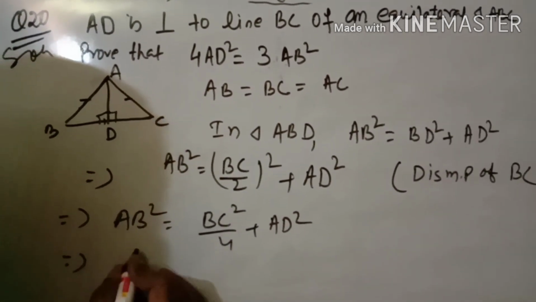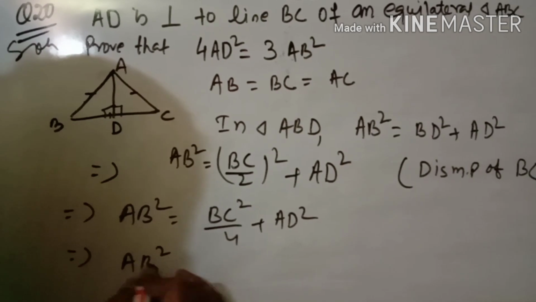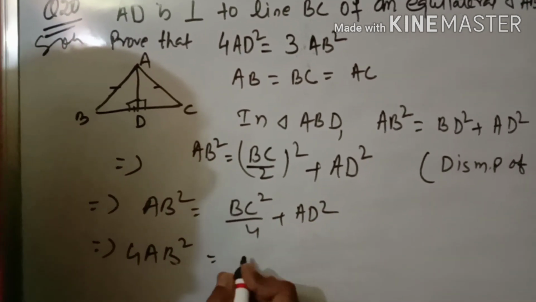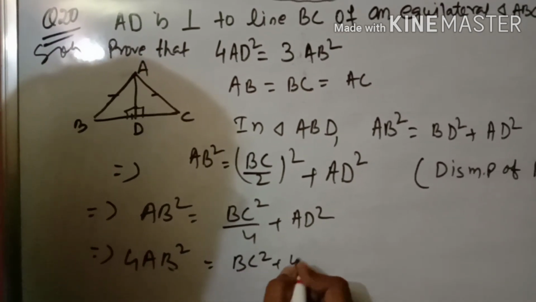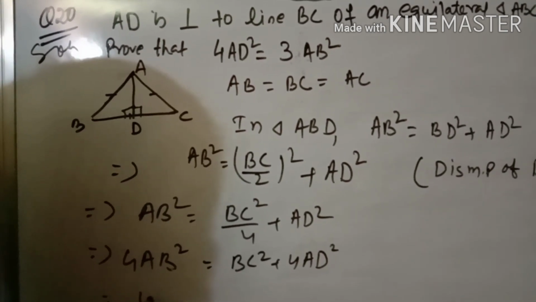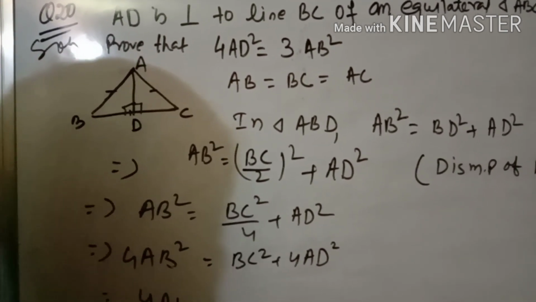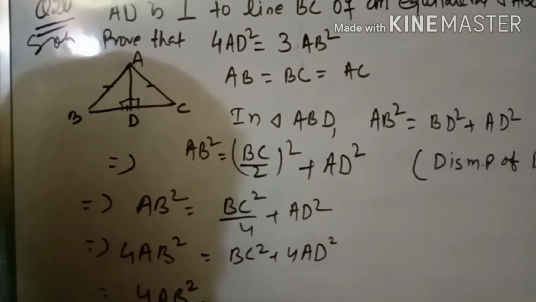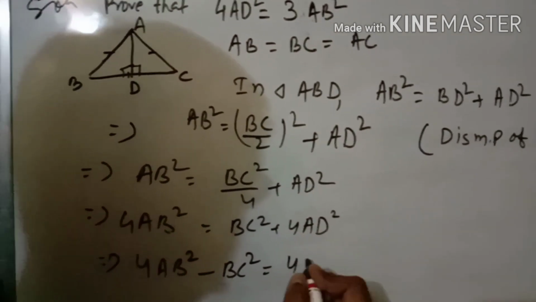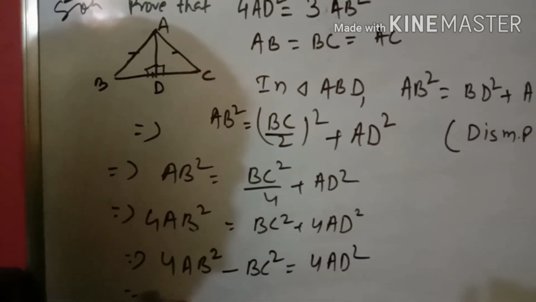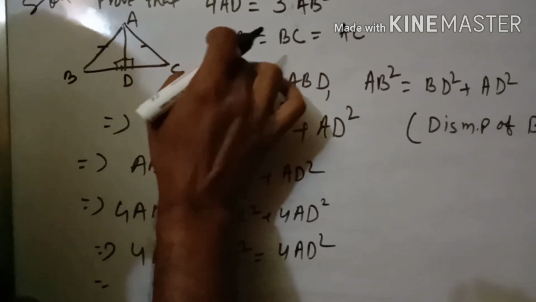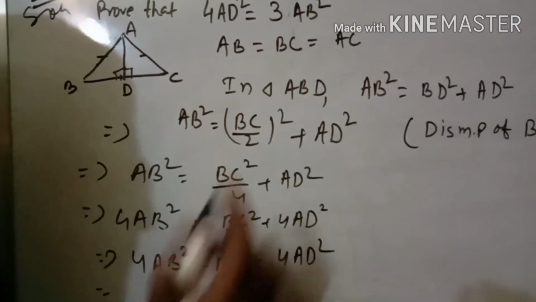Now by cross multiplication, taking LCM, 4AB square equal to BC square plus 4AD square. I can write 4AB square, taking BC square to this side, minus BC square equal to 4AD square. Instead of BC I can write AB, because this is an equilateral triangle, AB equal to BC equal to AC.